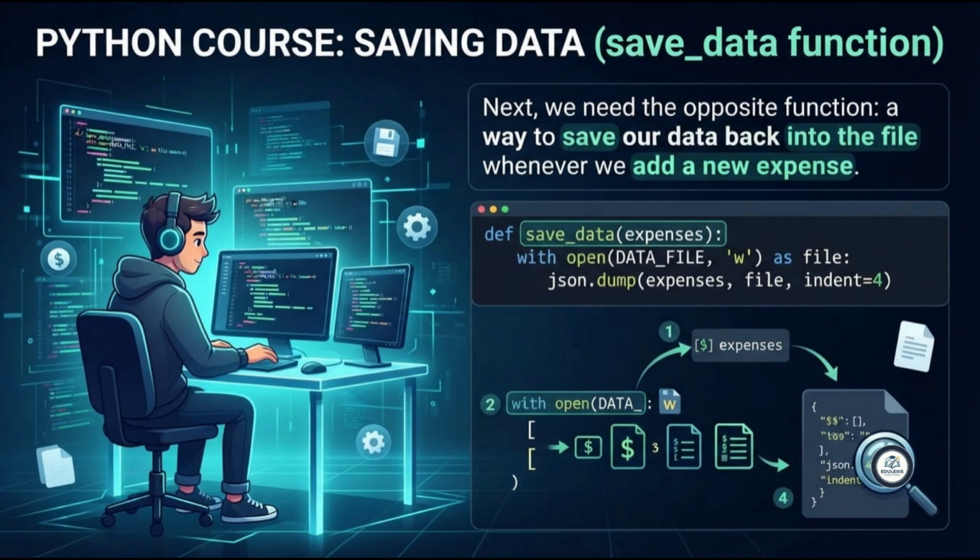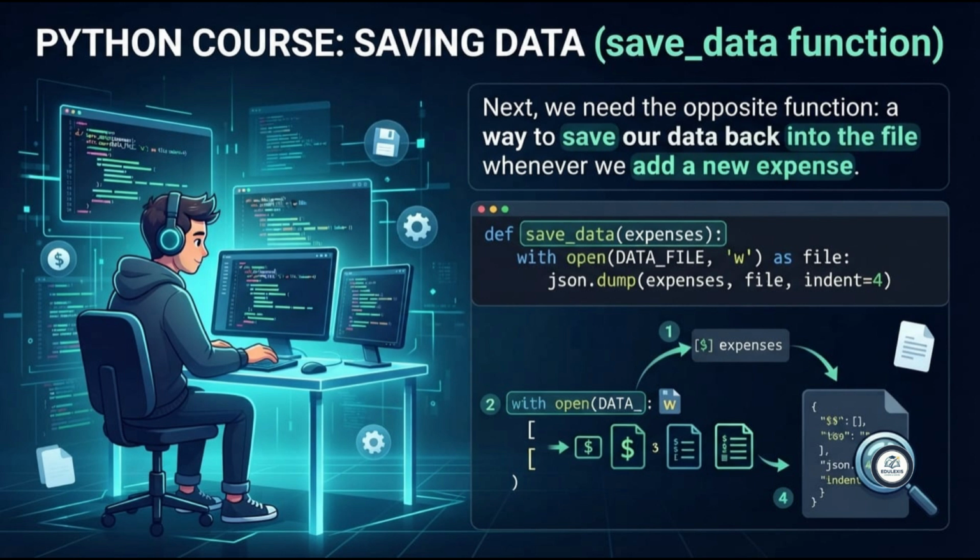Next, we need the opposite function, a way to save our data back into the file whenever we add a new expense. Let's define a function called save_data that takes one input parameter, which we will name expenses. Inside this function, we write with open using our data_file variable, but this time we pass the letter w in quotes, which tells Python to open the file in write mode.